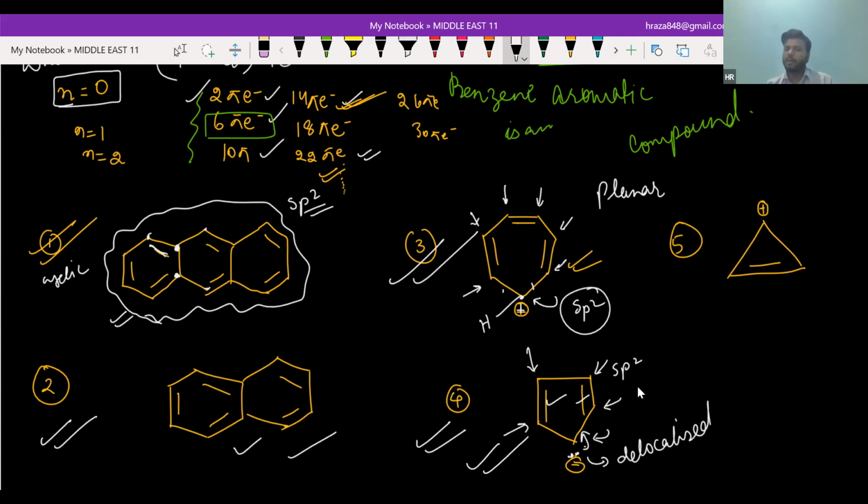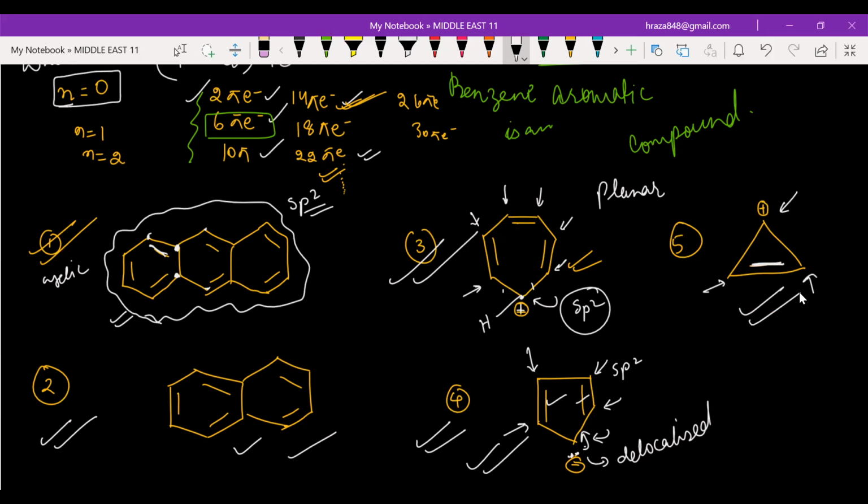It is also aromatic. Look at this: sp2, cyclic, and 2 pi electrons, only 1 pi bond is forming, that means 2 pi electrons. It is also an aromatic compound. Is that clear, Saif? Yes, sir.